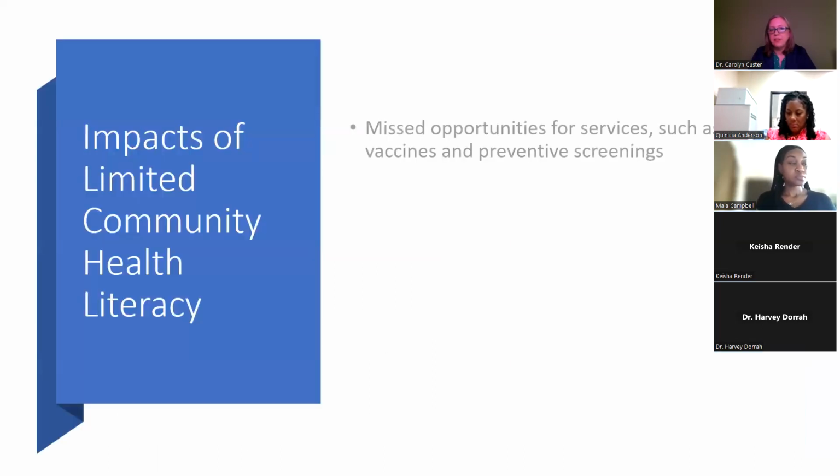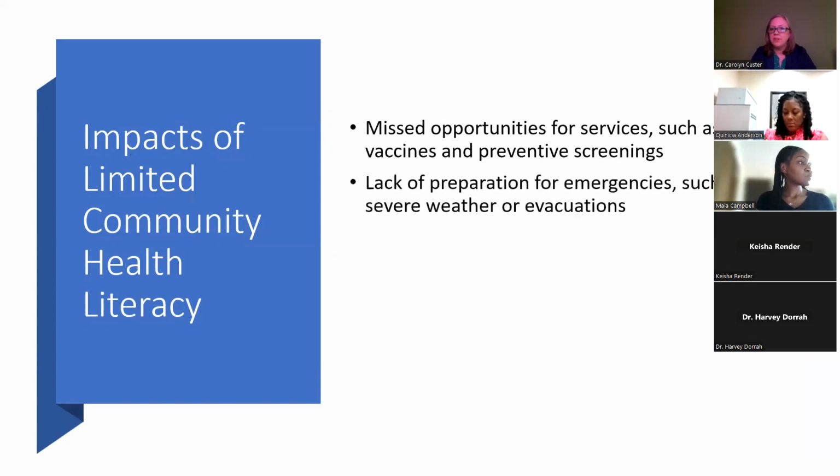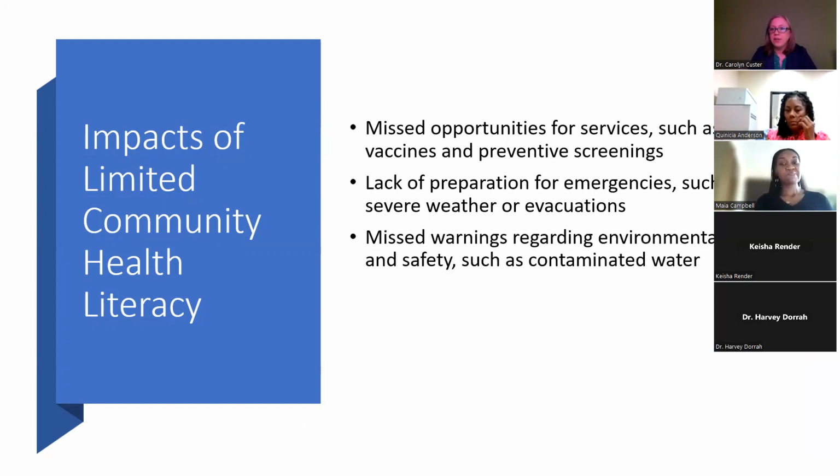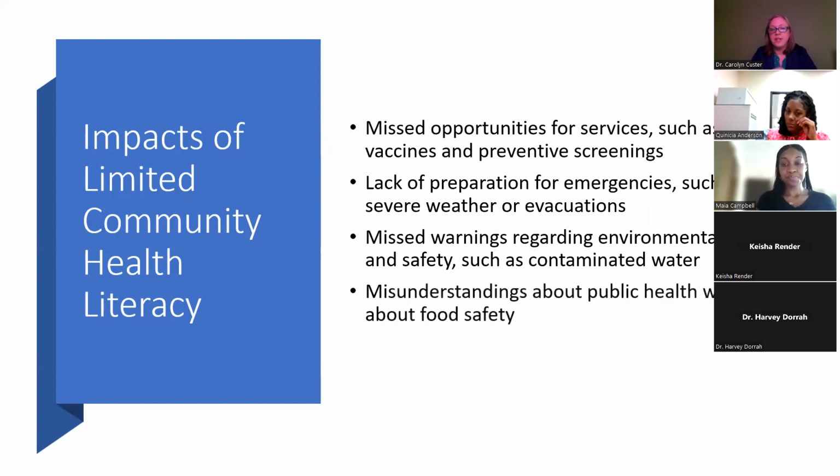On a community level, just a few things that may be impacted: all of the health fairs. We do so many great preventive screenings, vaccine fairs, etc. Knowing about those, being prepared for emergencies, disasters, warnings about contaminated water or even food safety. So these are just some of the things that, on a community level, could be impacted.